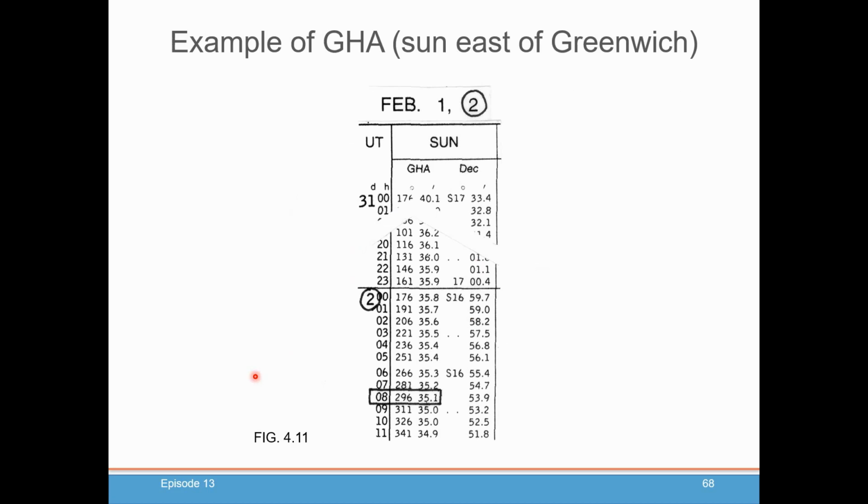Let's pull one out of the almanac on February 2nd at 0800. Here we go down. 2nd of February, 0800 hours. Sun is at 296 degrees, 35.1 minutes. Now you could tell that's east because it's greater than 180 degrees.